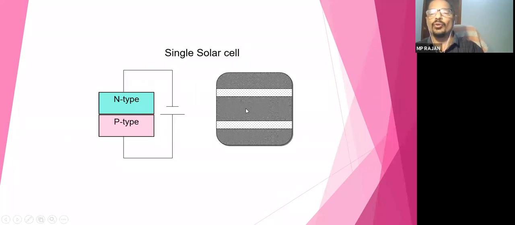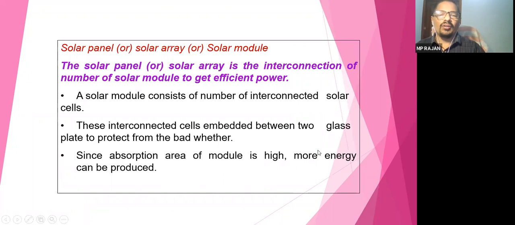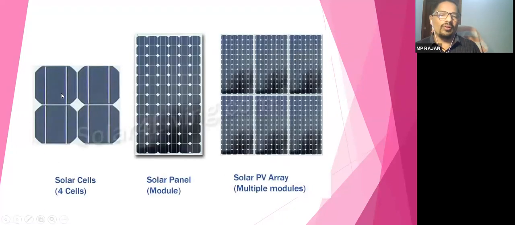This is the top view of the solar cell. This is a metal conductor. The purpose of the metal conductor is to enable easy flow of electrons from negative to positive. Okay. So this is one solar cell.